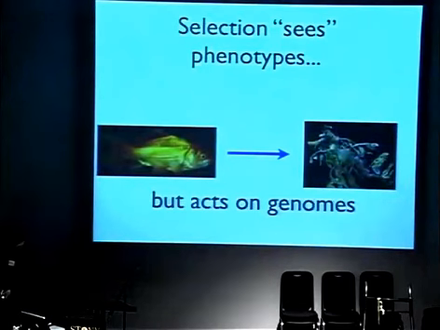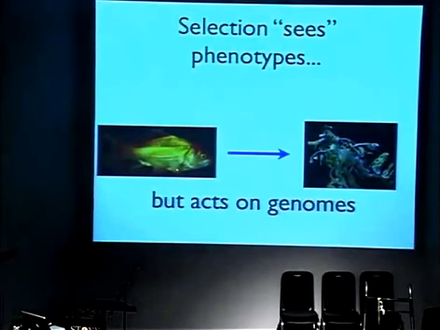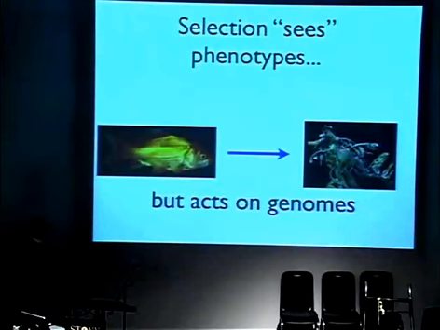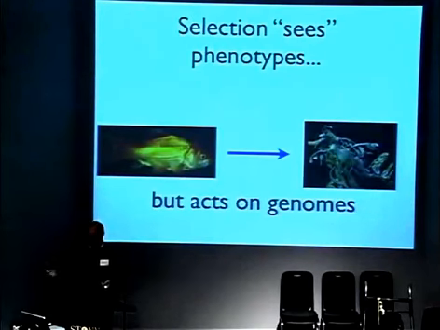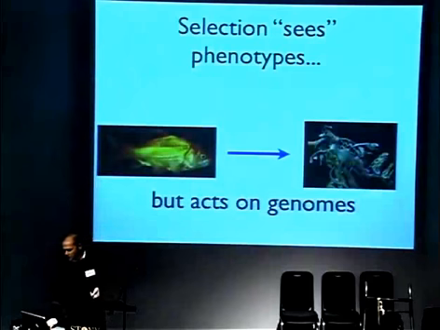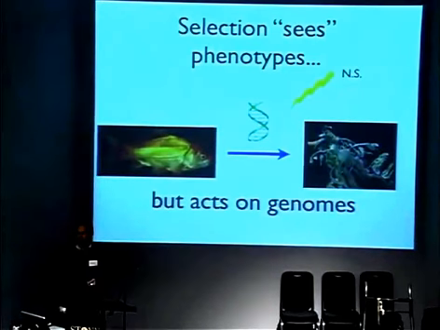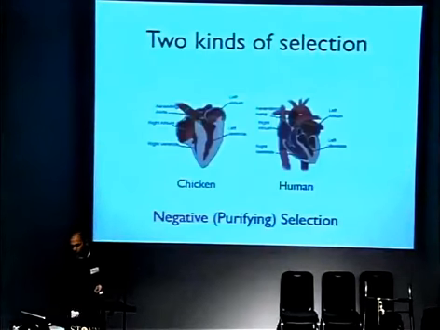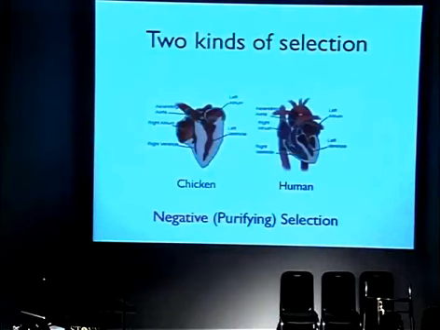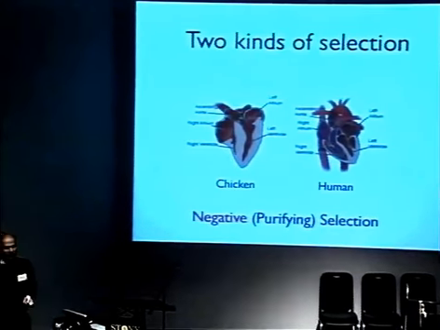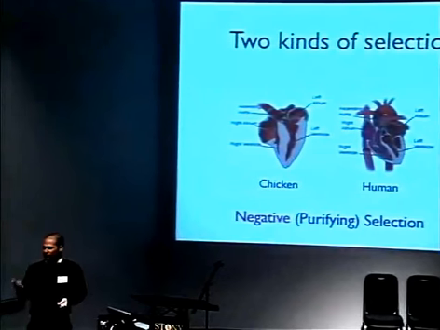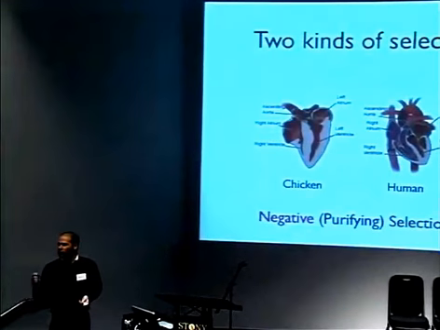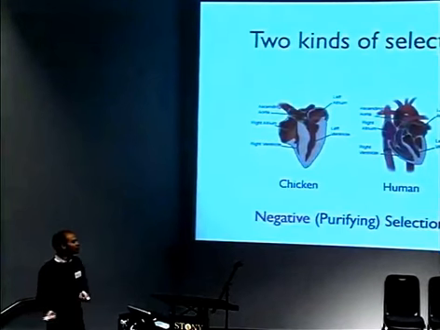So here's the cartoon, right? If I want to turn some plain fish like this goldfish into something spectacular like this leafy sea dragon, well, what is selection going to do? Selection sees phenotypes, but really it's going to go and hammer on the genome. Okay? So this suggests that if we're interested in looking for interesting bits of genomes, if we're interested in looking for functional bits of genomes, we should be looking for the signal of selection.